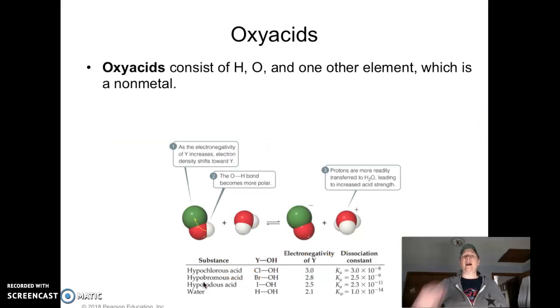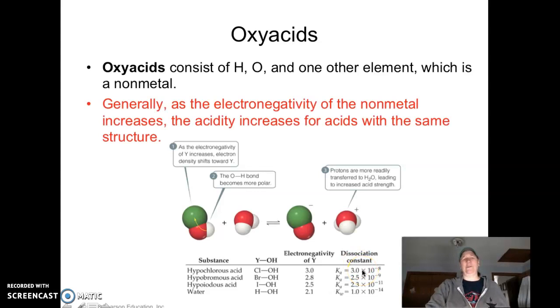And again, HCl is not an oxyacid, because that's just hydrogen and chlorine. Same with HBr or whatever. But a lot of the acids you'll see, like sulfuric acid, H2SO4, have oxygen. So there's hydrogen, oxygen, and one other element. We have hypochlorous, hypobromous, hypoiodous, sulfuric, phosphoric. All those have hydrogen, oxygen, and another element, and they have their dissociation constants. And again, you can just look at them on the chart. You don't have to know them.